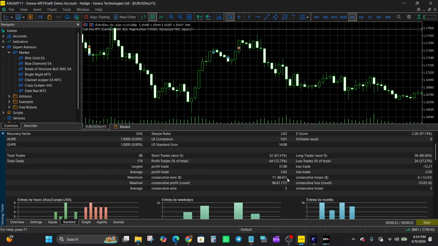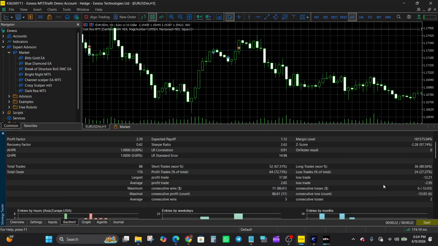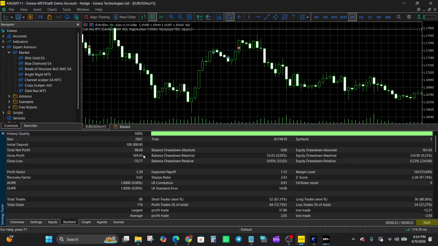The average profit was 2.65, while the average loss was 2.95. So that shows that the risk to reward ratio is actually very close to 1:1, even though the average loss is a little bigger than the average profit. And then the win rate is okay, quite all right. But the fact that the risk to reward ratio is not good enough probably resulted in a total net profit that was just very little compared to the initial deposit.